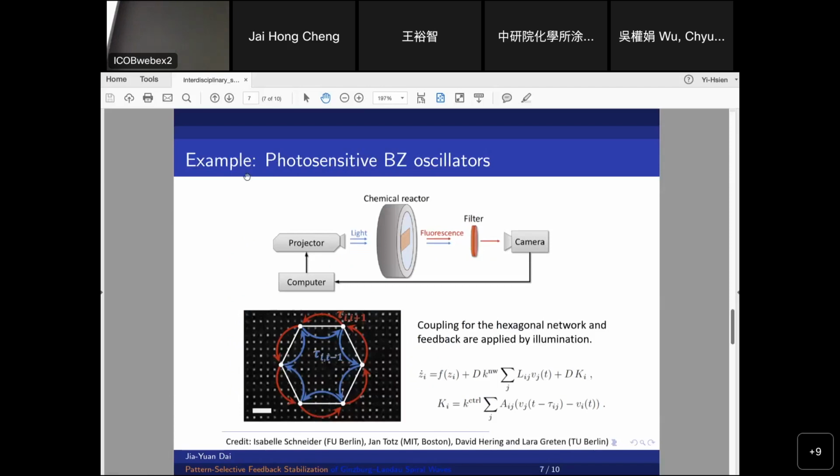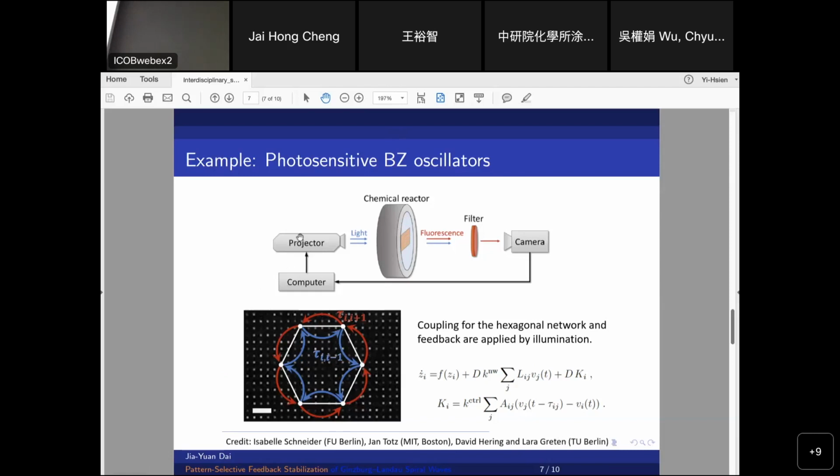Okay, so I want to show an example of a photosensitive BZ oscillator. This is a BZ oscillator. These experiments were conducted by my collaborators Isabel Schneider in Berlin, Jan Frost in MIT, and also these two collaborators in TU Berlin. So what do they do? They have this BZ chemical reaction in this setup. Here you see a chemical reaction chamber. Then there is a plate. On this plate, there are so many beads. Each bead is an individual BZ reactor.